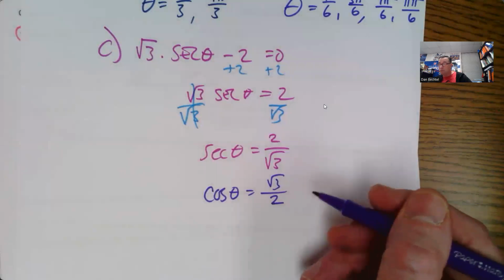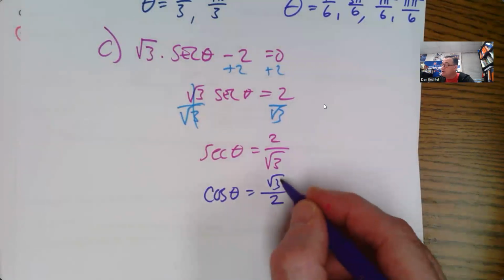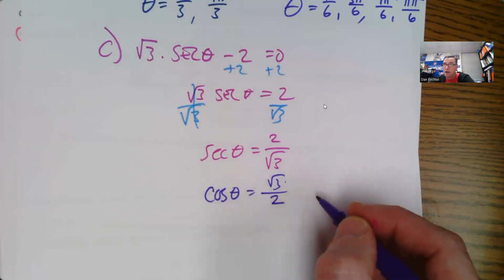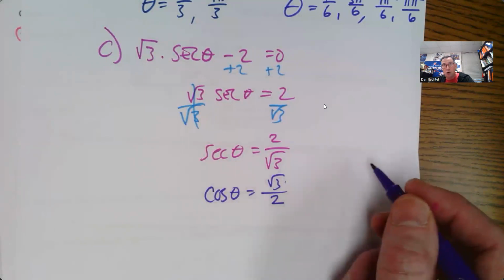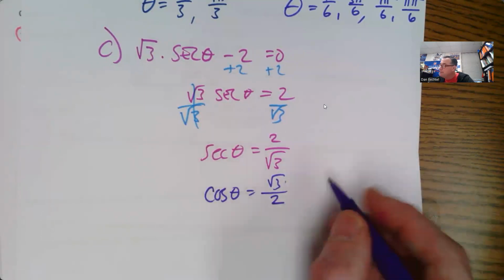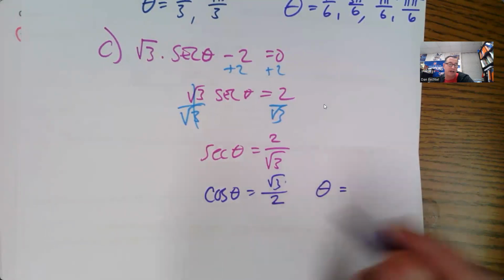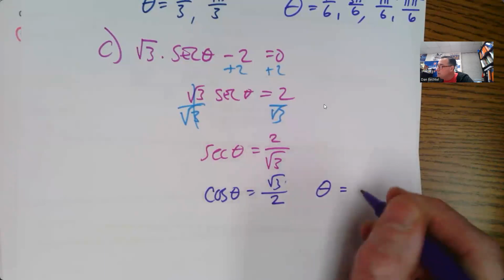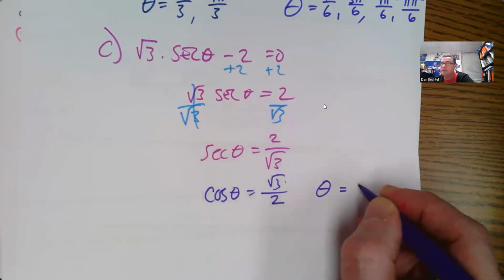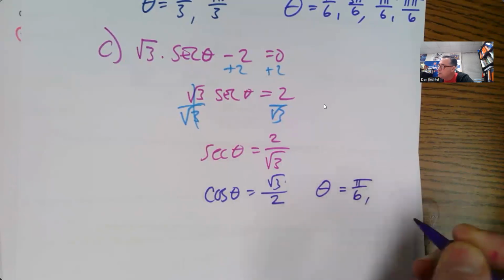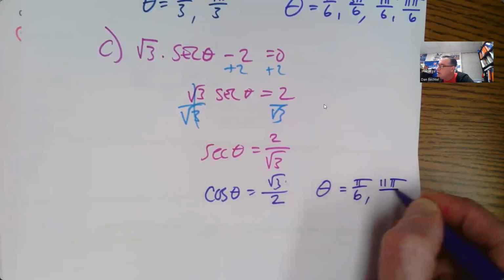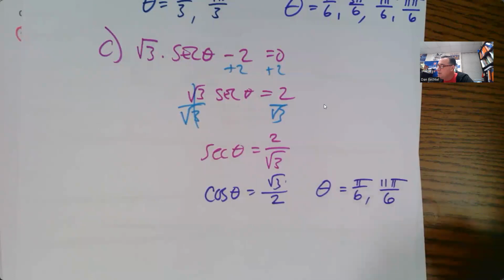Now, here, we're just figuring out what thetas give us square root of 3 over 2. Well, it's positive, so that would be in the first or the fourth quadrant. The values that give me cosine equal to the square root of 3 over 2, let's think, cosine's the x, will be at pi over 6 in the first quadrant and 11 pi over 6 in the fourth quadrant. So that gives us our two positive values and where we had to go for this one.